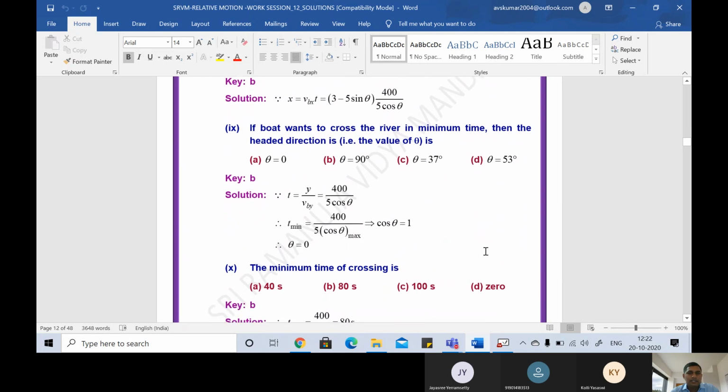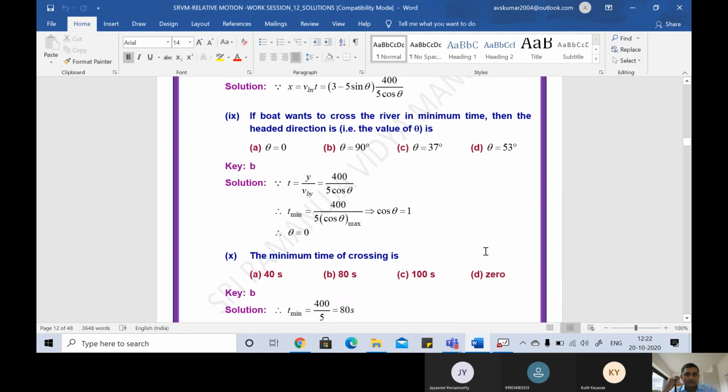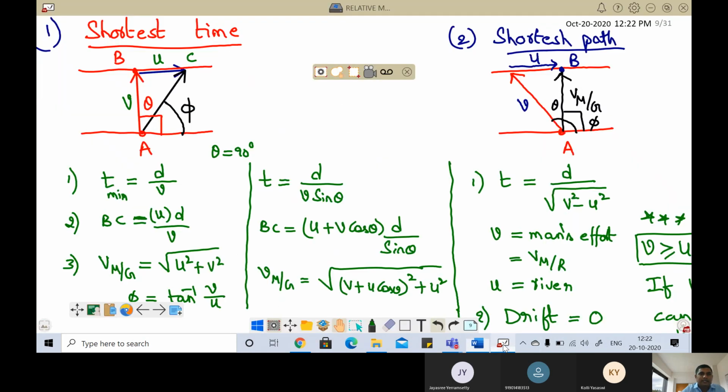What is the minimum time of crossing? Just now we have seen the formula for minimum time for crossing. Minimum time, how much? Sir, d by v sin theta. So D by V, D by V only. That's all. What is D? Distance, like the width of the river. What is V? Man's effort, sir. Correct, man's effort.